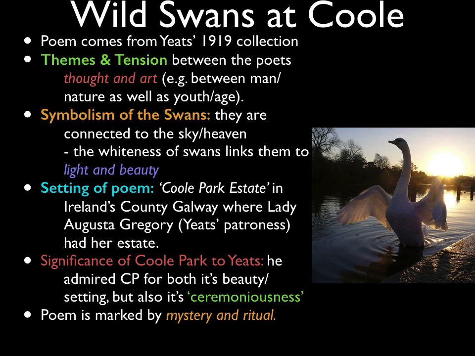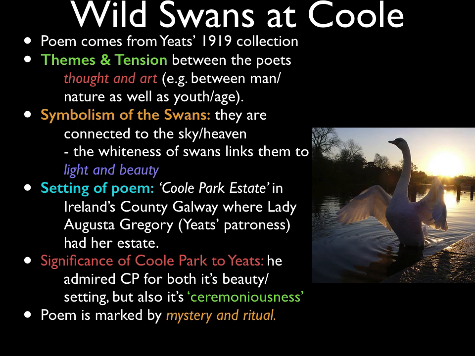The poem comes from Yeats's 1919 collection and focuses very strongly on themes and tension between the poet's thought and his art. For example, between man and nature, as well as youth and age. It's important to look at the way in which man versus nature and youth and age are ideas that come together and can provide some contrasting tensions. It is the young man who looks ahead at his age, but it is also the older person who looks back at their youth with a sense of loss, and that can create tension. And we'll look at that a little bit more as we start to make our way through this analysis.